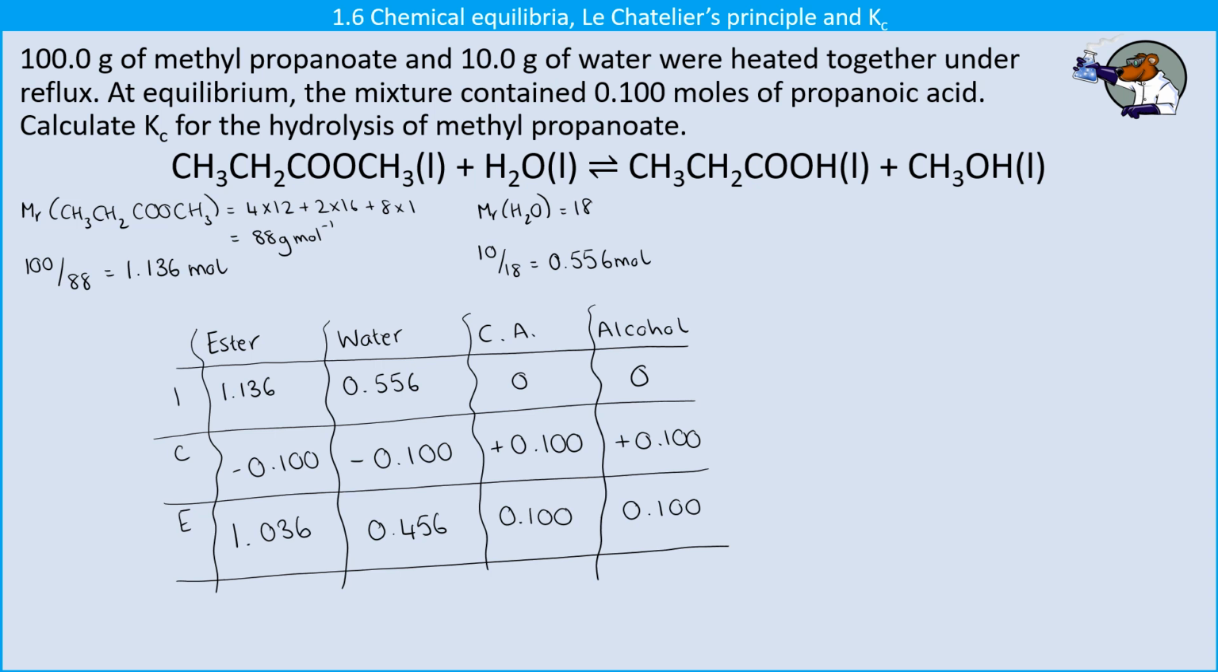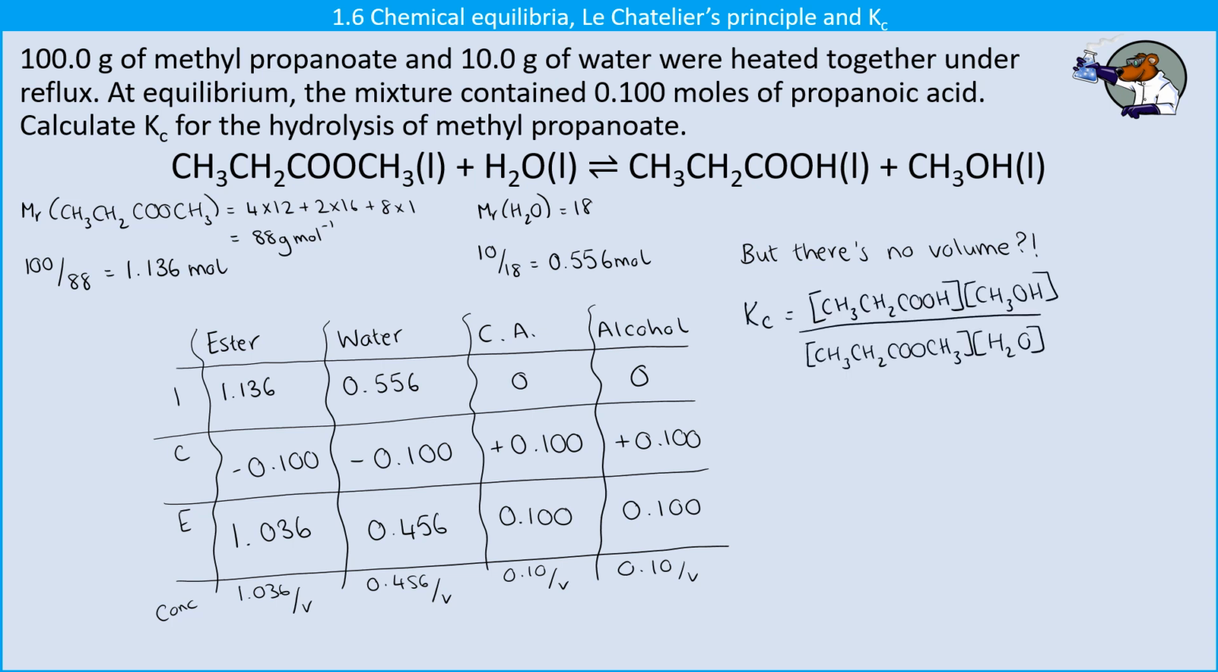So now I'm going to use my Kc expression, but the thing is, Kc needs concentration data, and I don't have a volume here. If they'd told me that this is happening in 0.5 decimeters cubed or 5 decimeters cubed, I would divide these molar amounts by that volume, but I don't have one. So it looks like I'm a bit stuck, but actually I'm not. If I just use V as the volume, just so you can see what I'm doing here, when I write my Kc expression, it's going to look something like this.